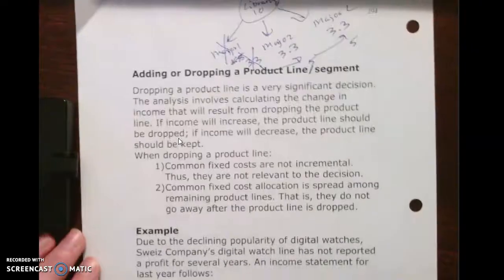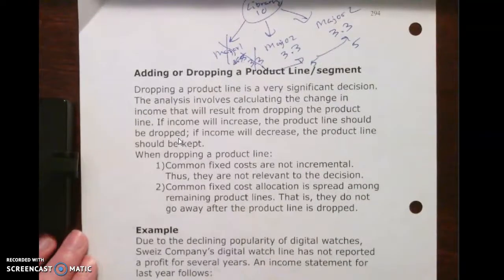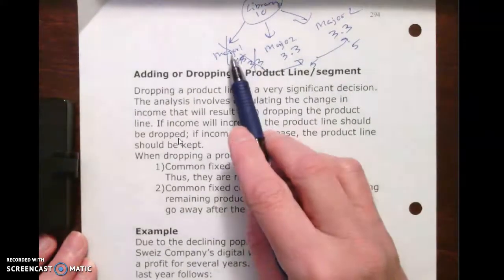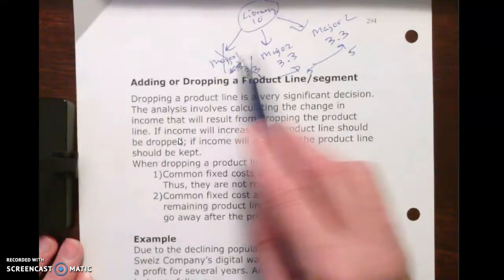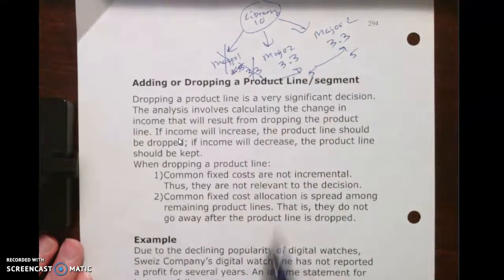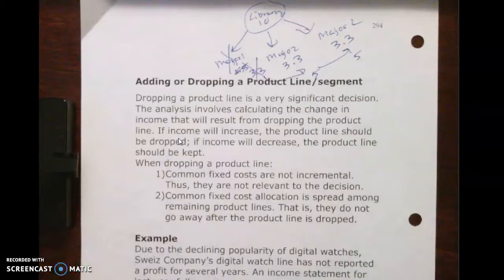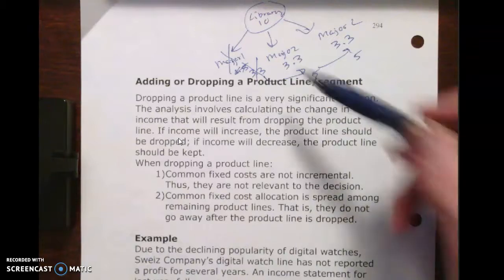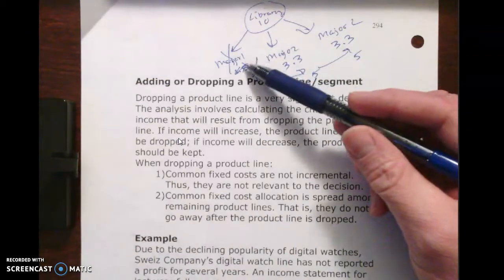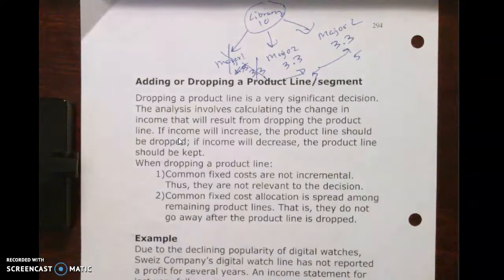So these common fixed costs are just spread among the remaining product lines. If that's the case, and that's what we're assuming for a lot of these problems, they are not relevant. And again, getting back over here, the decision to drop a major for a university is a significant decision.